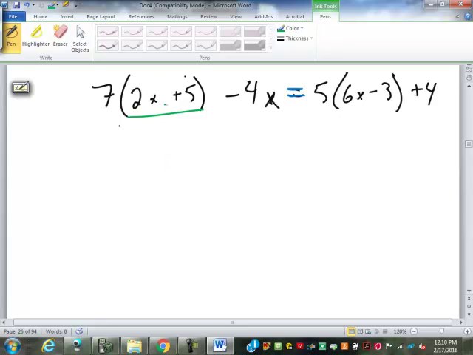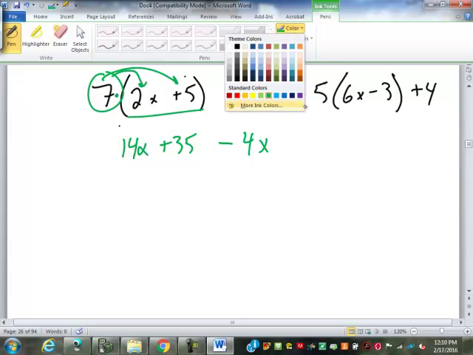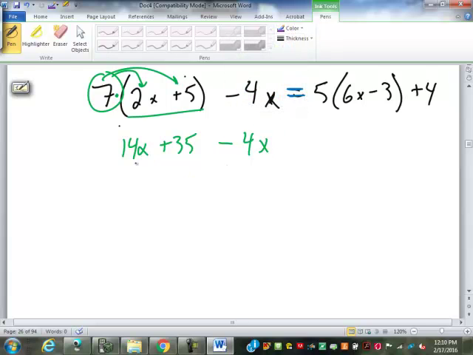No, there's not. So we have to look and see if there's anything that needs to be done to the parentheses. That's going to be times the 7. So now 7 times 2x is 14x. 7 times 5 is 35. Now we still have the minus 4x. So now there's more I can combine here, so I'm going to go ahead and do it. 14x and negative 4x make 10x plus my 35.